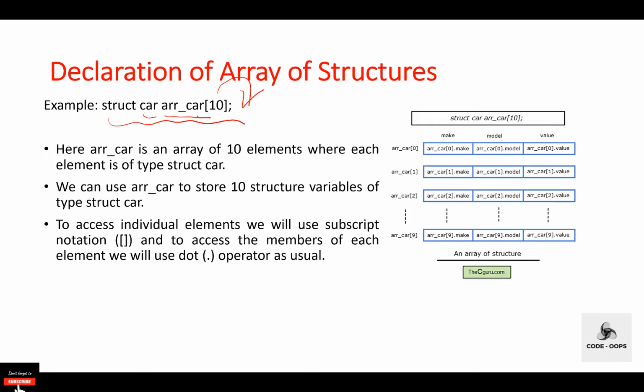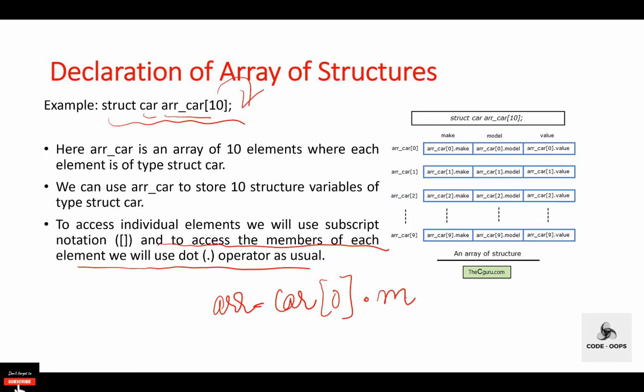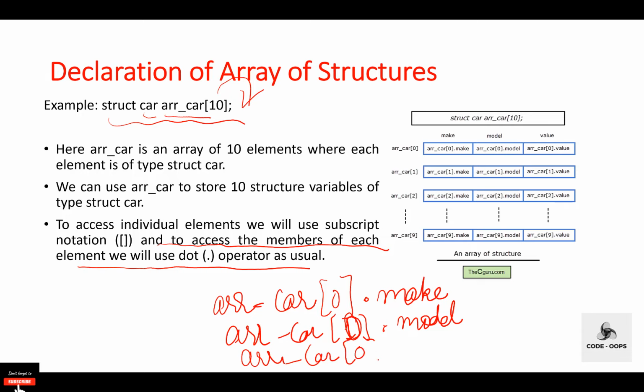To access individual elements, we will use subscript notation, and to access the member of each element, we will use the dot operator as usual. arr_car is the name of the array and 0 is the index. arr_car[0].make, then arr_car[0].model, arr_car[0].year.